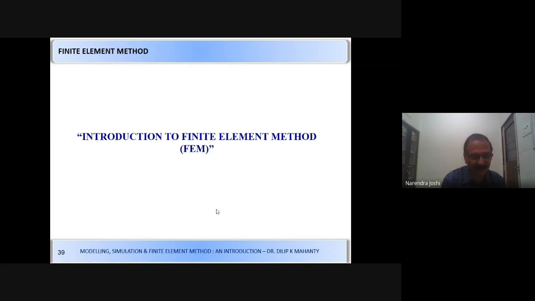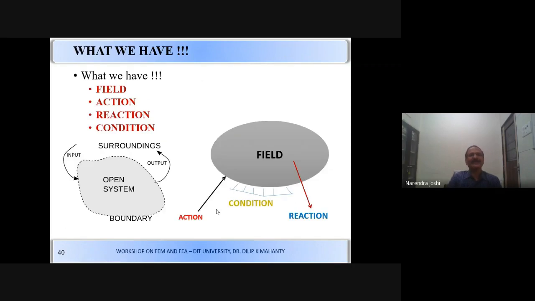Now, having said all this about modeling and simulation, how is finite element connected to this? Very important. Finite element is a simulation software tool which was developed about 60-odd years back by engineers. Why? Let's see what we have in our real engineering field. We can say we have four things: a field, an action, a reaction, a condition. If you remember, at the beginning of this modeling and simulation, I showed this slide. An open system has a boundary, some input is coming, some output is going out. And this is a system.